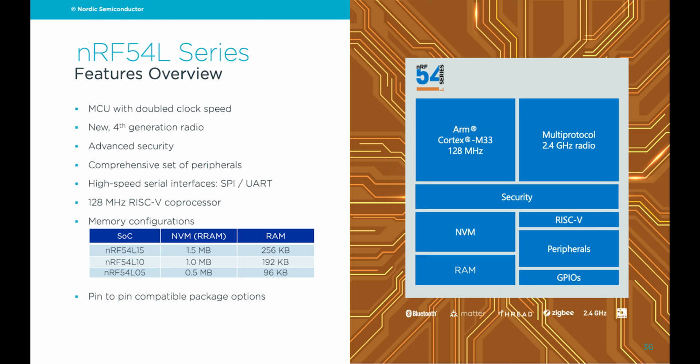It has some high-speed serial interfaces like SPI and UART. It also has an extra coprocessor in here that's marked in the diagram with RISC-V because it's a RISC-V coprocessor. And then we also offer different memory configurations from 1.5 megabytes down to half a meg, and also different versions with different amounts of RAM. All of these options will be pin compatible to each other, not to 52 series.